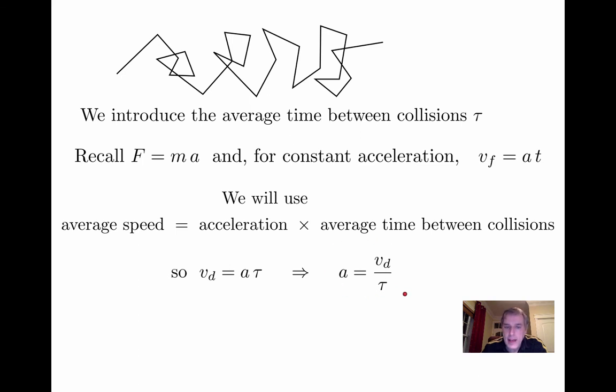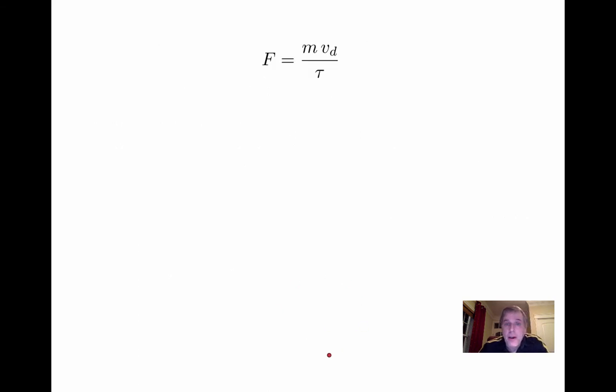Now, F equals ma, so F is equal to m times this. So I get the force is equal to m times Vd over tau. Of course, here I'm always talking about magnitude of vectors. So the magnitude of the force is equal to m times the average speed divided by the average time between collisions. Okay, now I'm going to use that.